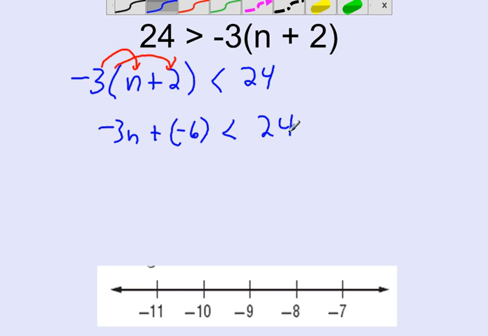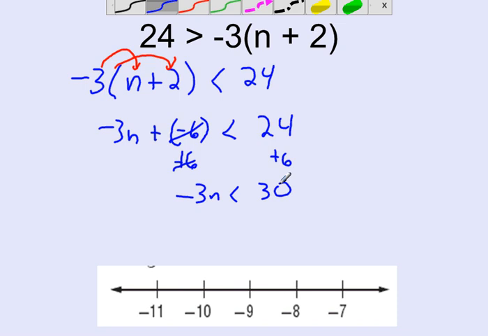My second step, I have to get rid of the negative 6 with the negative 3n. I've got to get rid of this term here. To do that, I have to add its opposite. I have to cancel it out. So I'm going to add 6 to both sides, which is going to cancel these two out. It's going to leave me with 3n is less than 30.